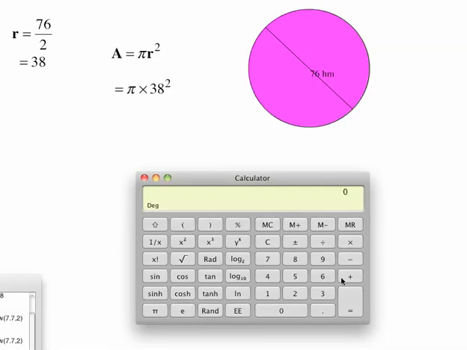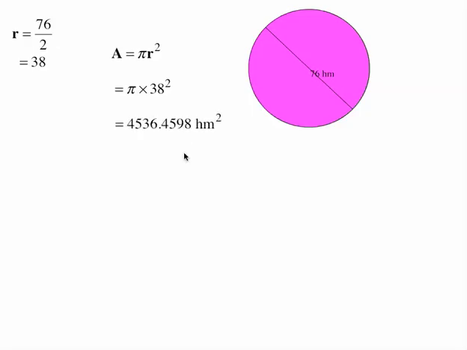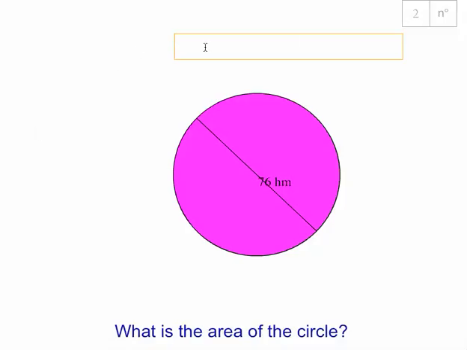So pi times 38 squared equals 4,536.45979, and there we go. There's your answer. Now we want to round, remember, 4 or 5 decimal places, and then hectometers squared. We're talking about area, so it's square units. Let's go and put our answer in.